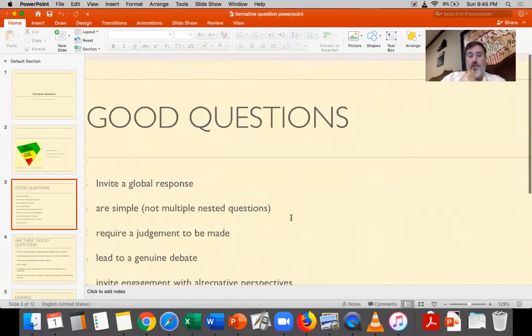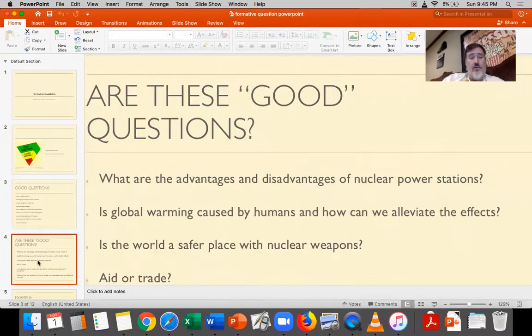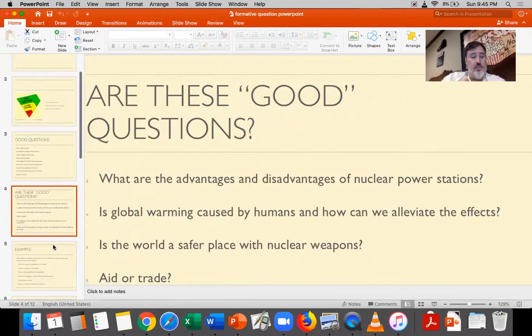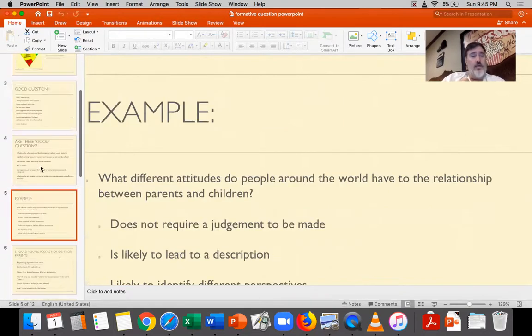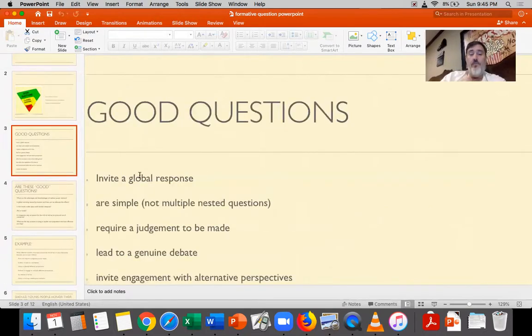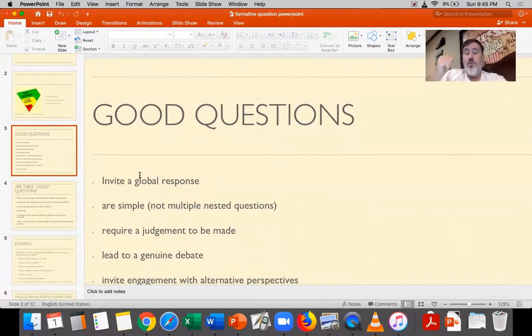Here we go. Over the next couple of slides, I'll get back to it, is the list, okay? Good questions invite a global response, okay? Now remember that this is going to be a global perspectives paper. Next spring, we'll deal with some more local issues. We're not there yet, okay? This has to invite a global response. And by a global response, that means it has to be a problem on more than one continent, right? It has to be an issue.